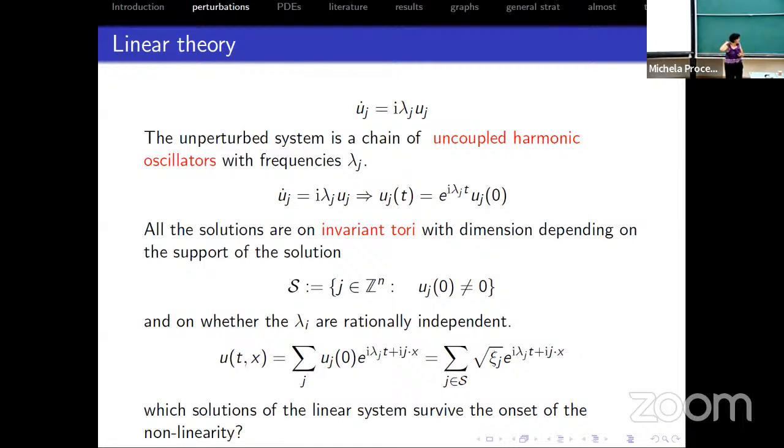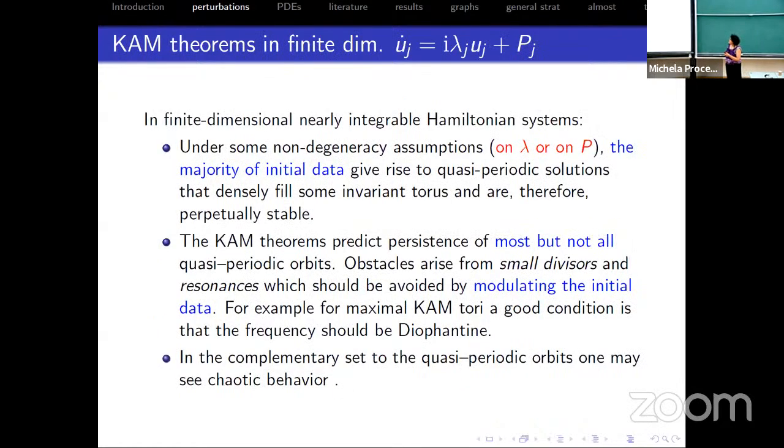And if you ask a question like this in infinite dimension, the first thing that you should do is look at finite dimension. So in finite dimension, the point is KAM theory. And KAM theory gives you a rather strong result because it says, imagine that this is a finite number n of oscillators, that under some non-degeneracy assumptions, either on the linear frequencies, or if you can't move the linear frequencies, on the nonlinearity, then the majority of initial data live on invariant tori and give rise to quasi-periodic solutions. This KAM result is essentially a quadratic algorithm which selects which linear solutions survive when you add the nonlinearity.